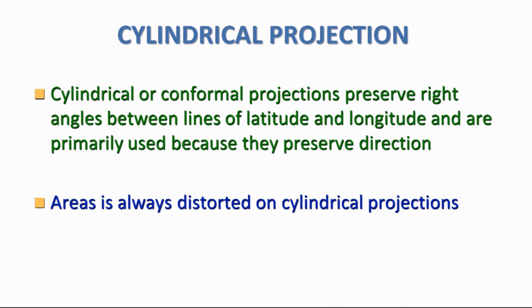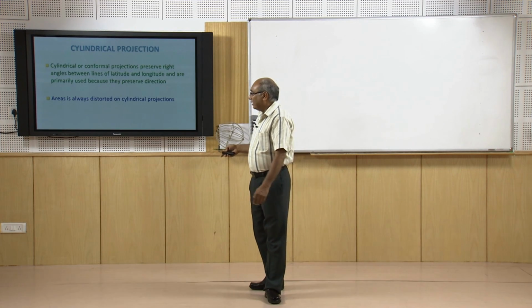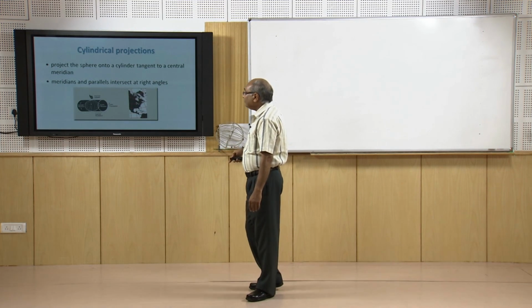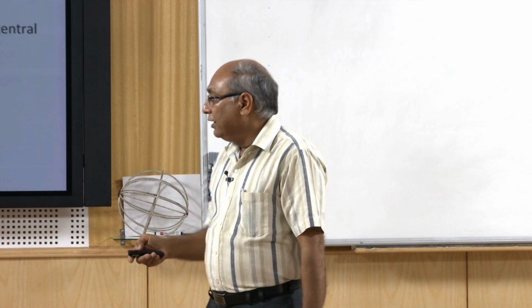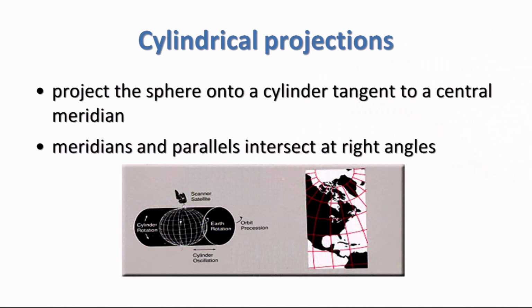Area is always distorted in cylindrical projection. An example is Antarctica. Cylindrical projection projects a sphere onto a cylinder tangent to a central meridian, and meridians and parallels intersect at right angles, as you can see here. So it depends on where exactly the cylinder has been assumed in this mathematical model.